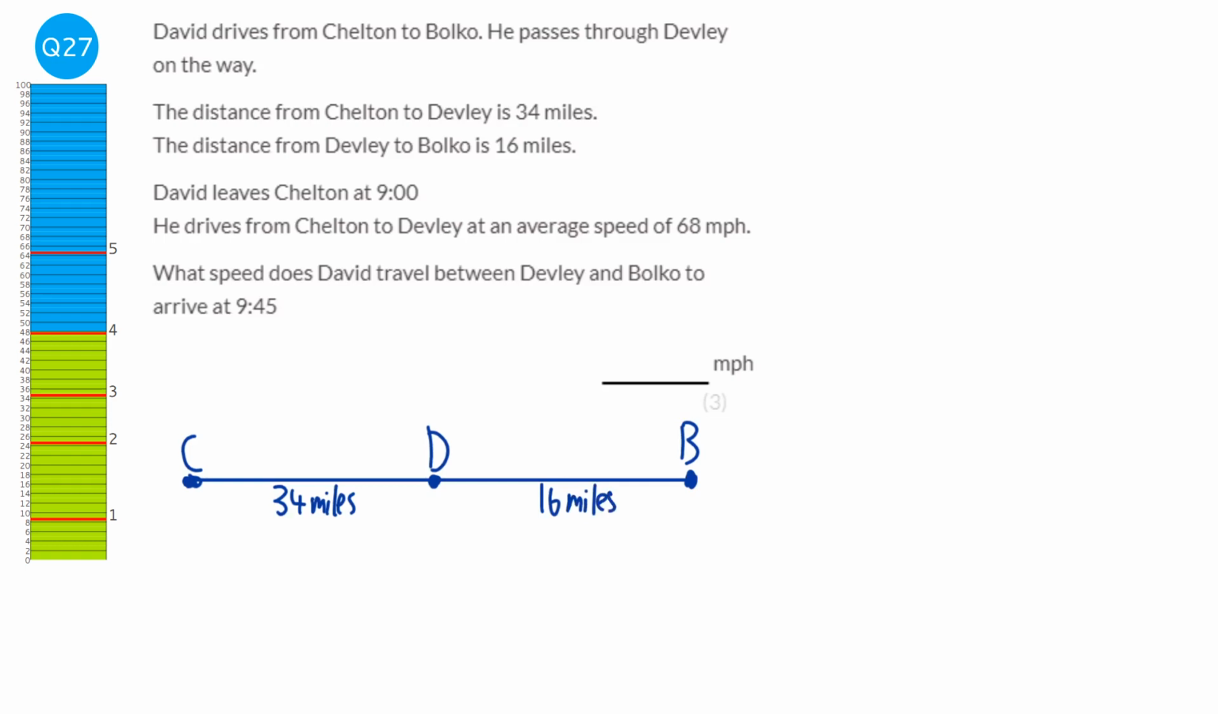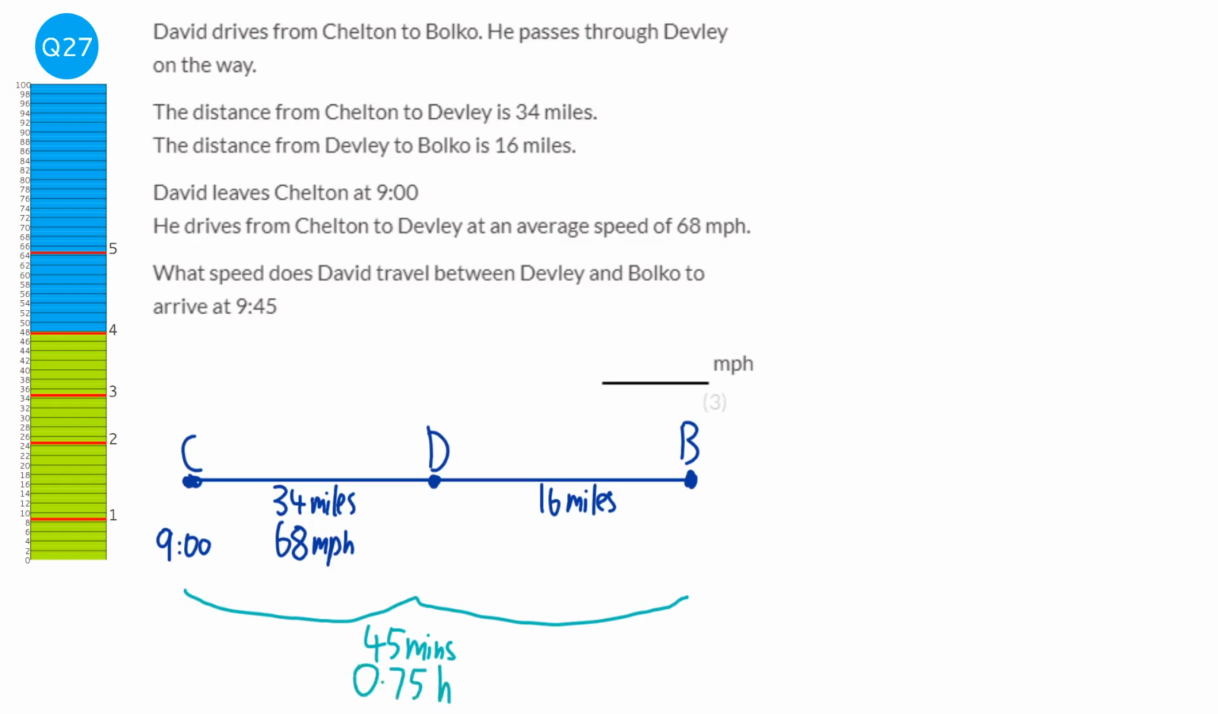David leaves Chelton at 9 o'clock. He drives from Chelton to Devley at an average speed of 68 miles per hour. And what speed does David travel between Devley and Bolko to arrive at 9:45? So the whole duration of this needs to be 45 minutes or 0.75 hours. And the entire distance is 34 plus 16, so that would be 50 miles.